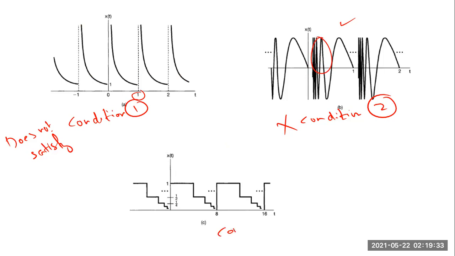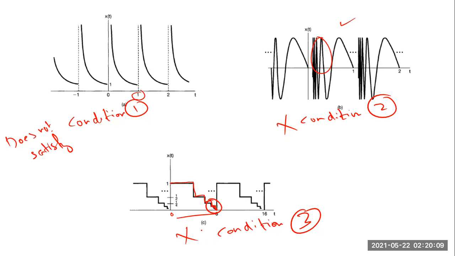And this third signal is an example which doesn't satisfy the third condition of Dirichlet. And what is that third condition? There should be a finite number of discontinuities within a finite time interval, as well as the value of the discontinuity should be finite. You can see within this finite interval, 0 to 8, which is the period of the signal, there are many discontinuities. So this particular signal doesn't satisfy the condition.